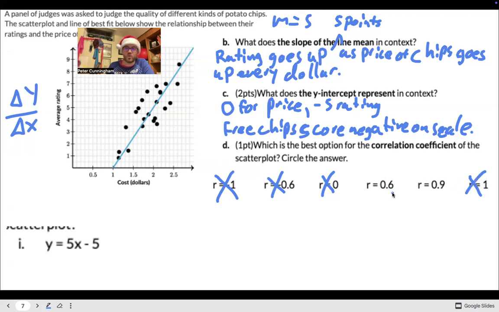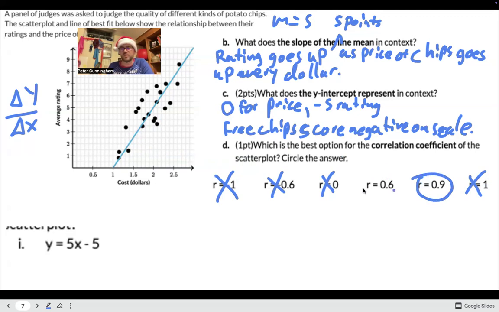Now, I think 0.6 and 0.9 are both pretty good answers here. I would actually love to see like a 0.84 or 0.85, something like that. But I really think it's probably closer to 0.9. It'll be more clear on the test.